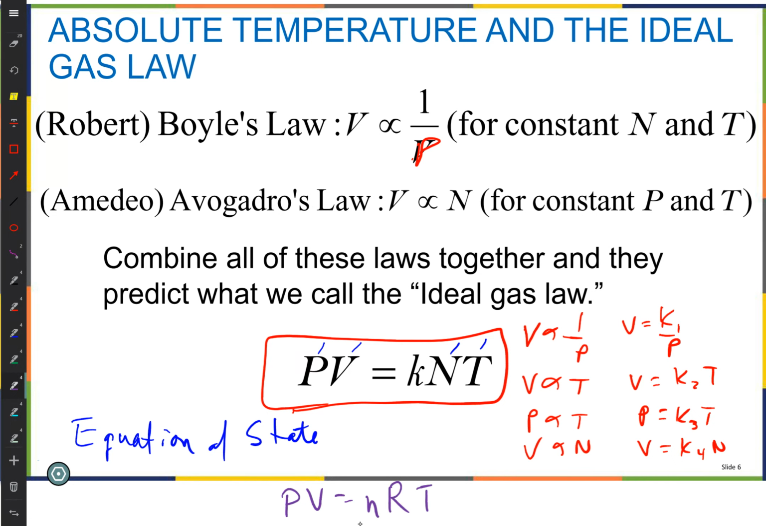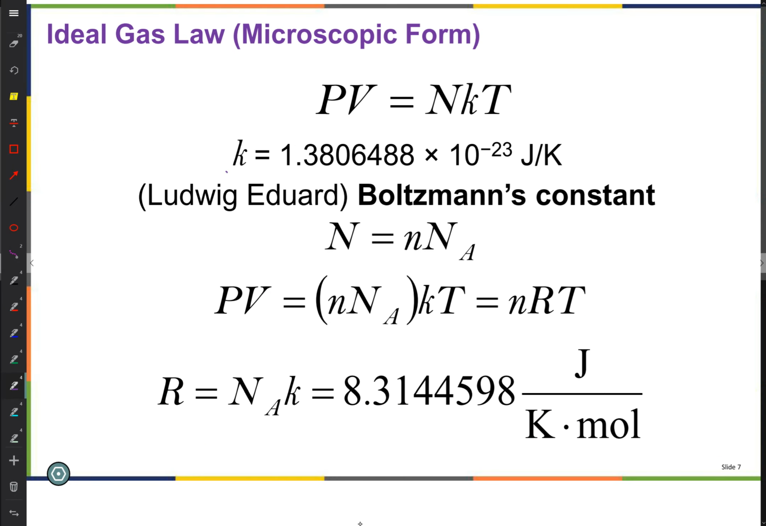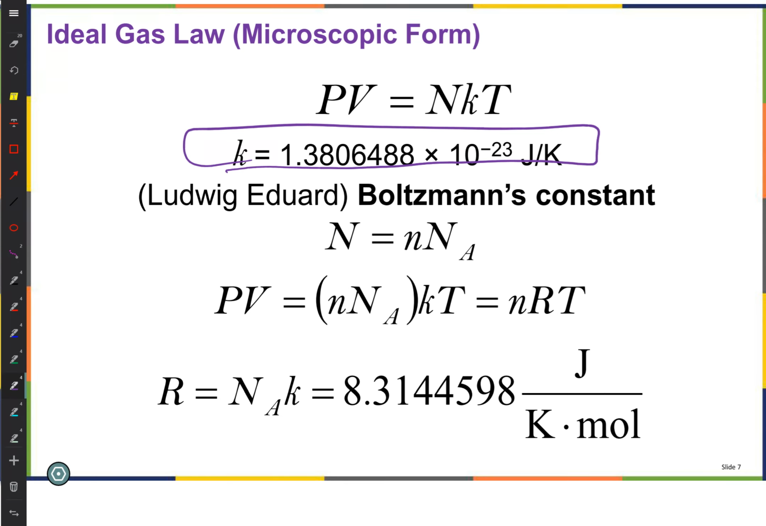K there is a very specific constant. K is called the Boltzmann constant. And that Boltzmann constant, Ludwig Boltzmann is the one who gets the credit for it. It has a very well-known value, 1.38 times 10 to the minus 23 joules per Kelvin. So when you're doing thermodynamics and you see K, it's going to be that specific number.